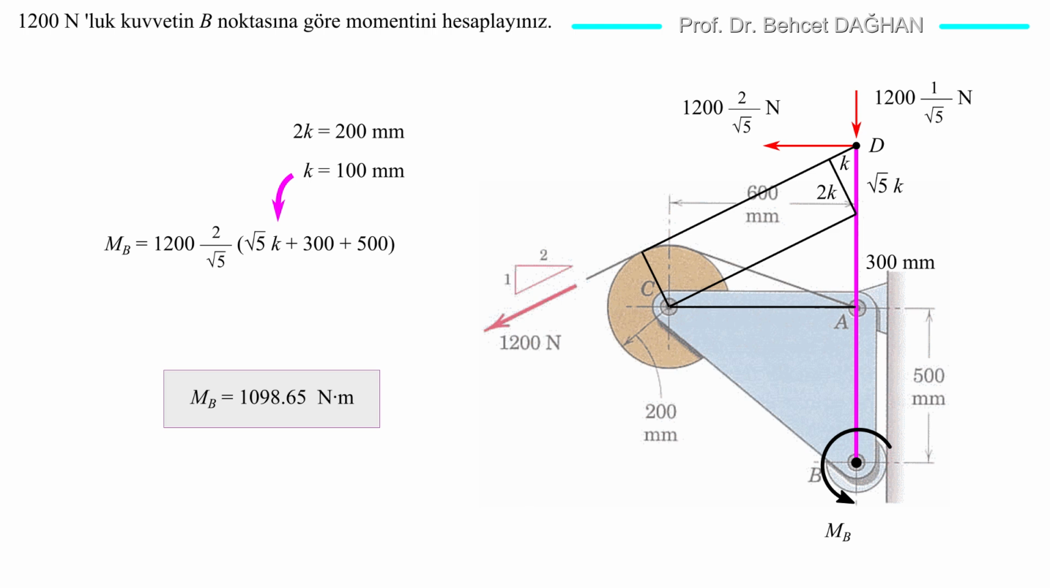The moment arm of the horizontal component is square root 5K plus 300 millimeters plus 500 millimeters. We perform the necessary calculations and we get the same result again. MB equals 1098.65 Newton meters. A moment in the counterclockwise direction.